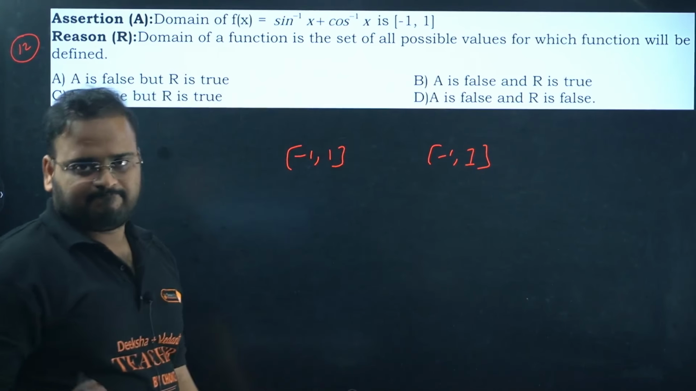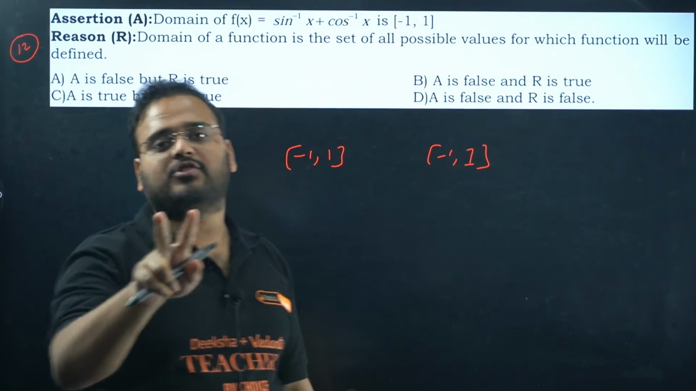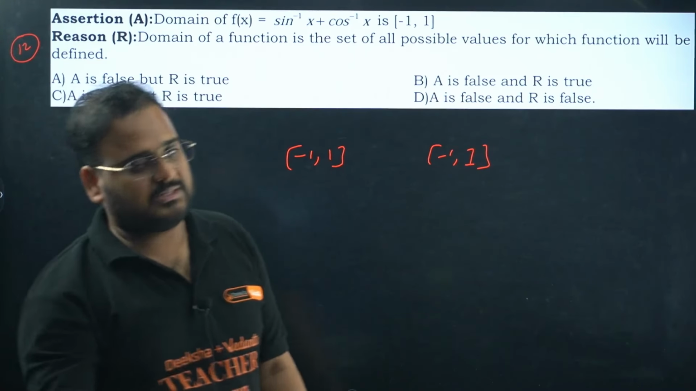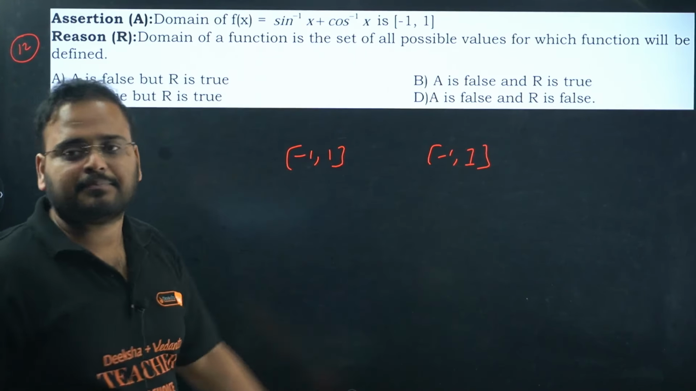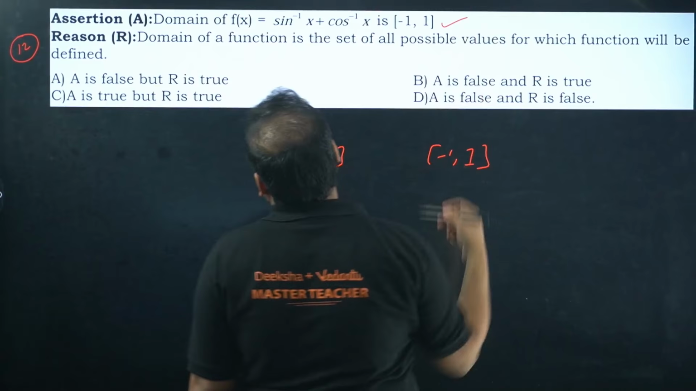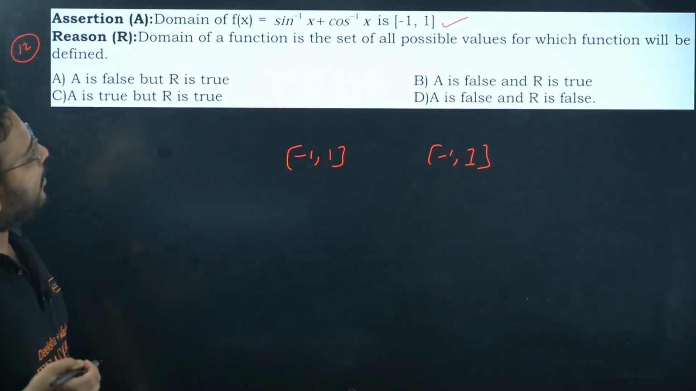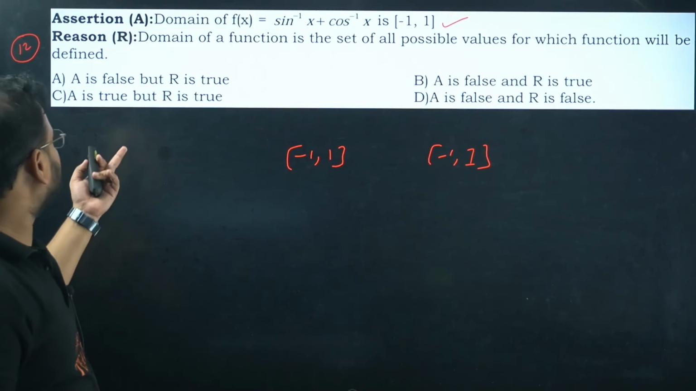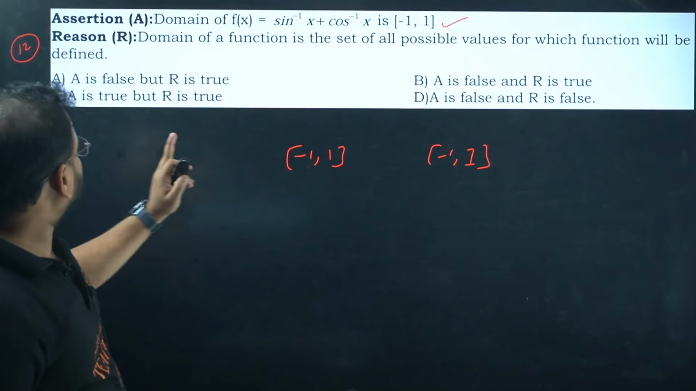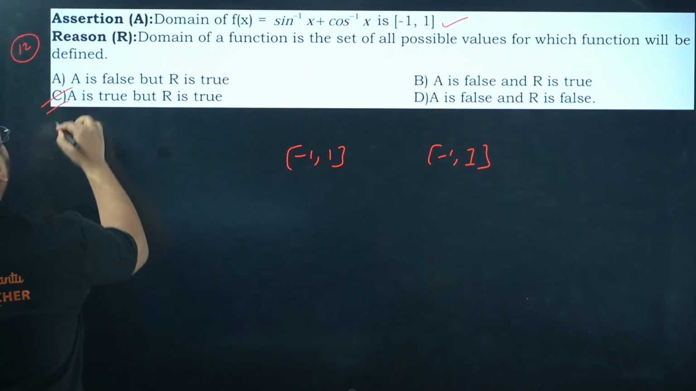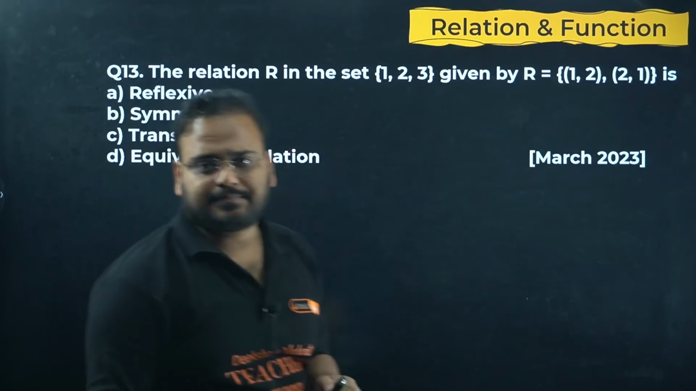Same thing, because when we take the sum of two functions, you have to take the intersection of both the domains. In this case, it's going to be the same thing because they're the same. So this is true. Domain of a function is the set of all possible values for which the function will be defined. Correct. So both are true actually. Both of them are true. So option C is right. 12th is option C. Please check.